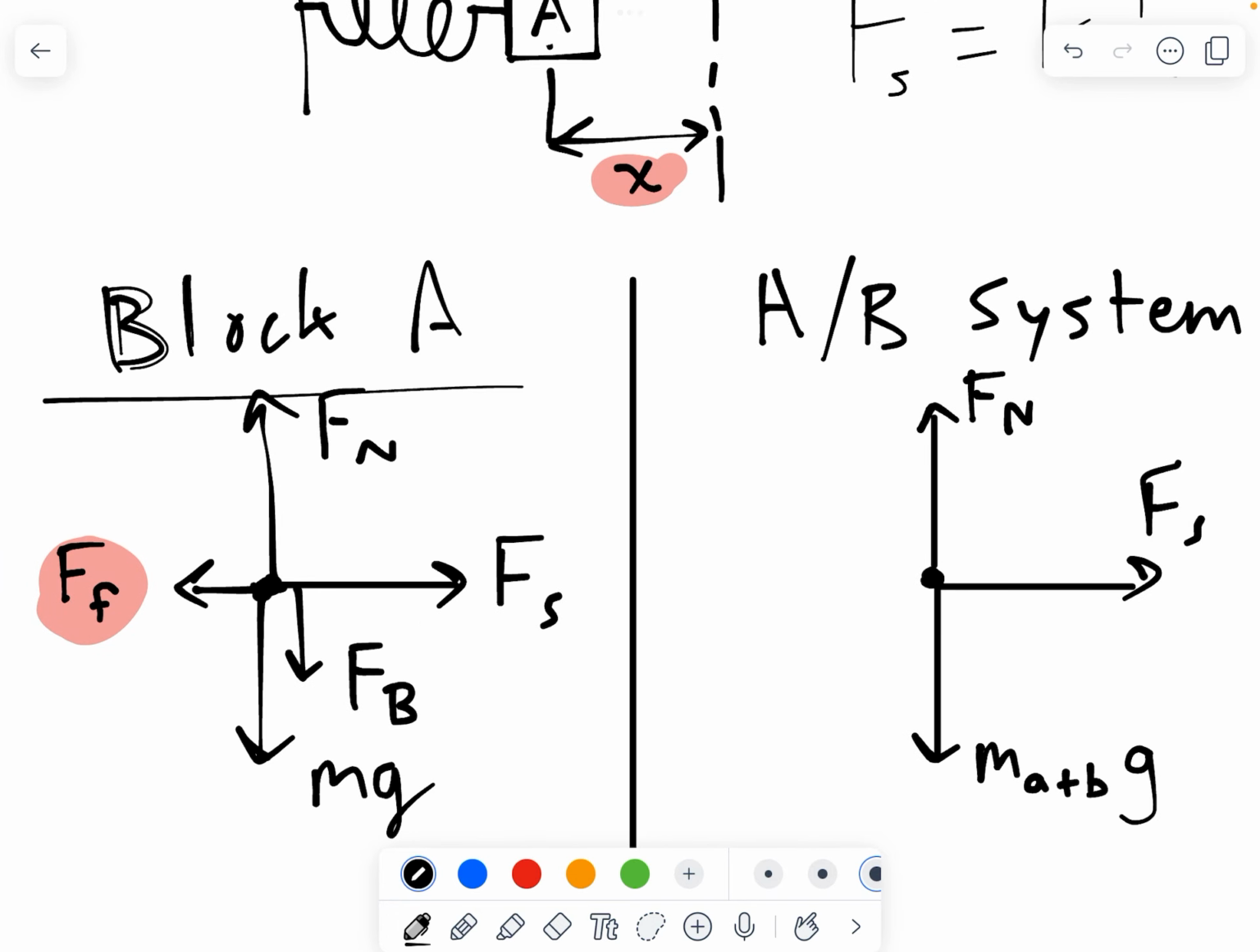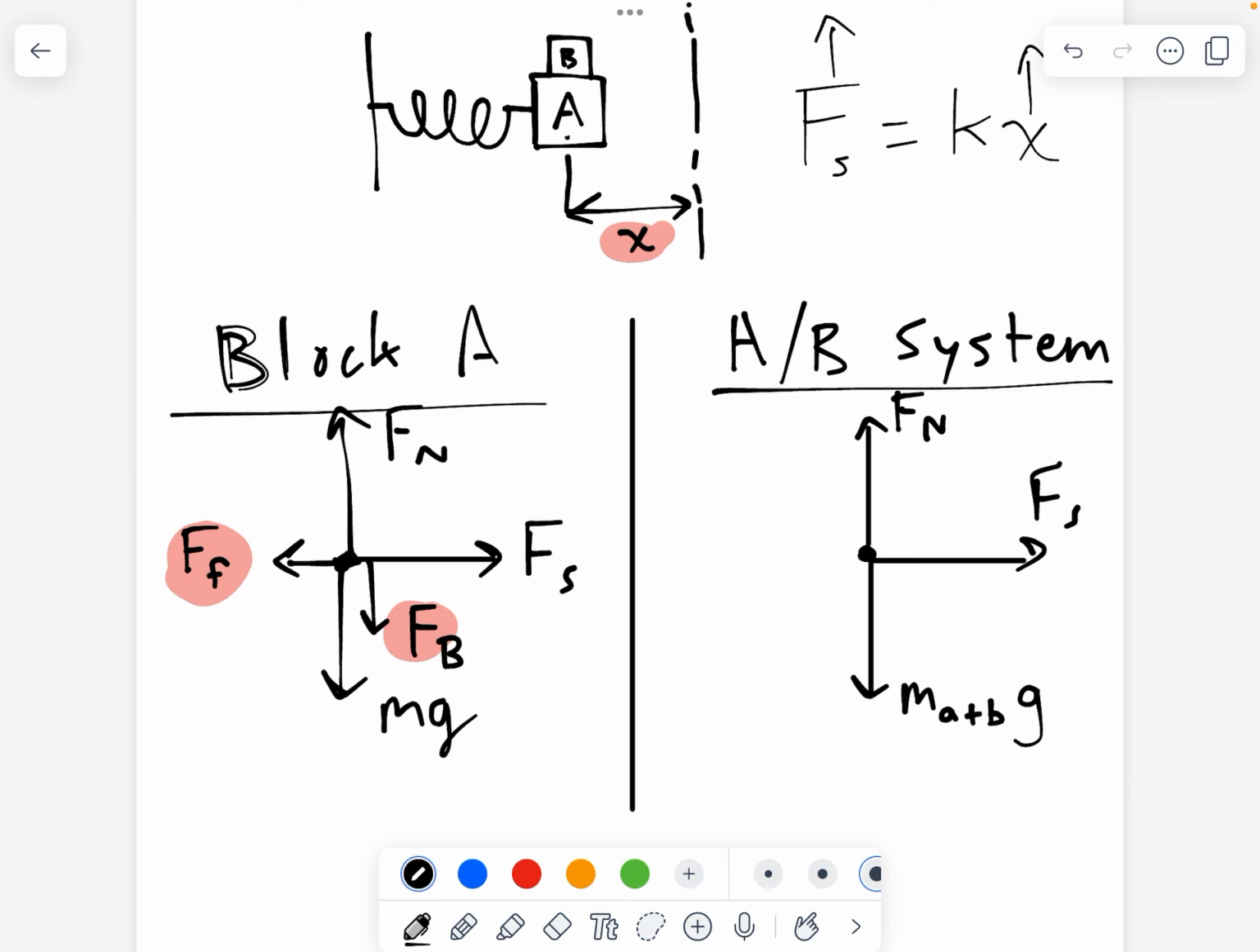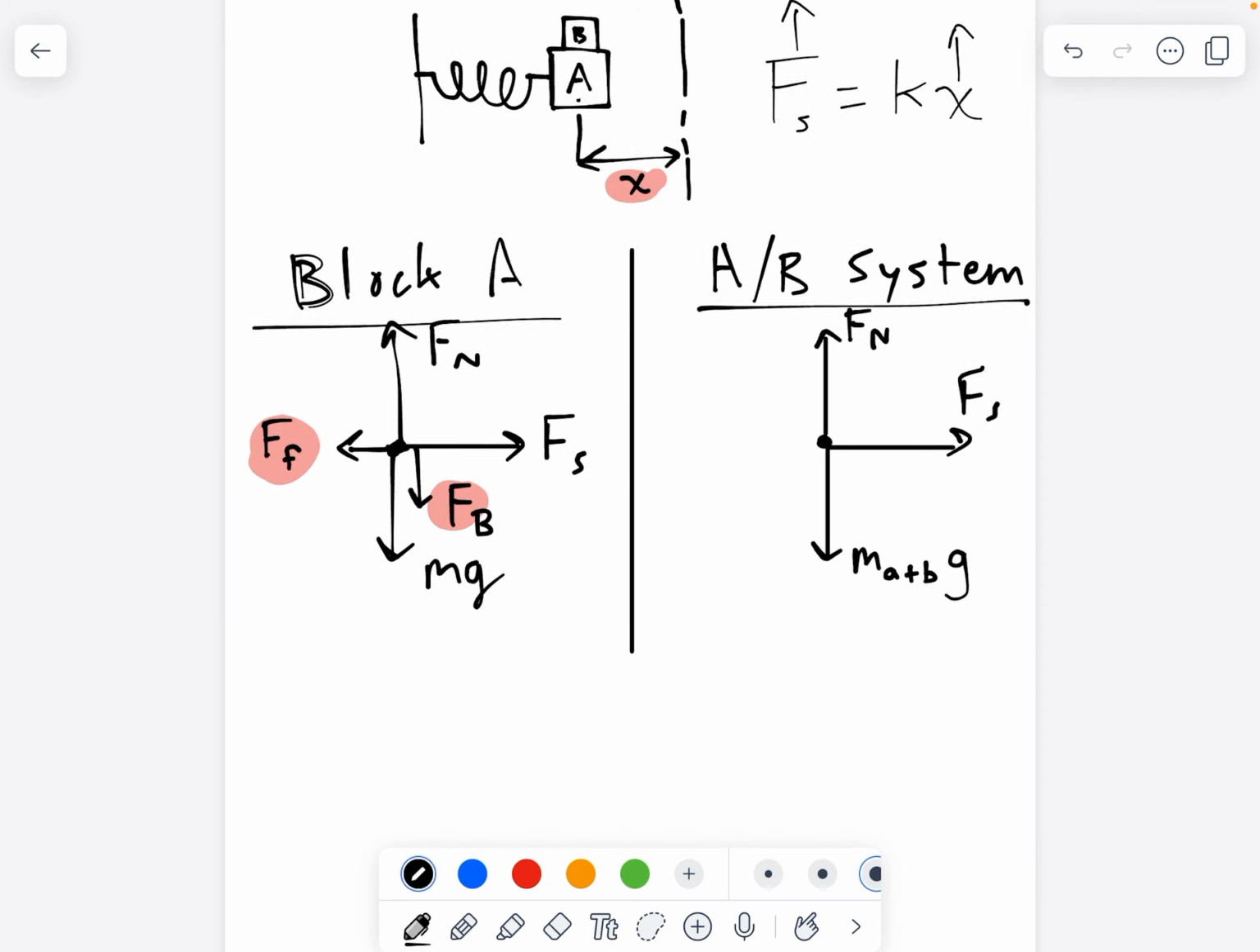The AB system is a little simpler because you don't end up having to model internal forces, and both of these in red are actually internal forces. I apologize. If we model block A all by itself, the friction force between the blocks and the force of block B on A both end up being external forces. But if we model it as an AB system, now we have a simplified model because we don't have to worry about those forces. They're internal to the system. So what's the bottom line?